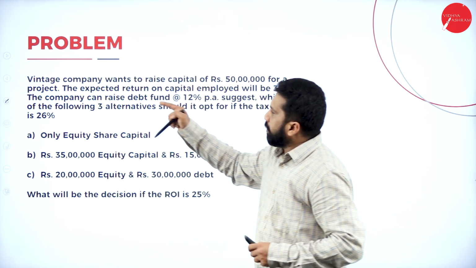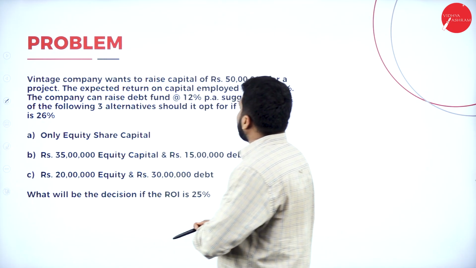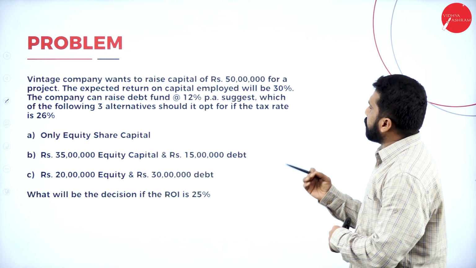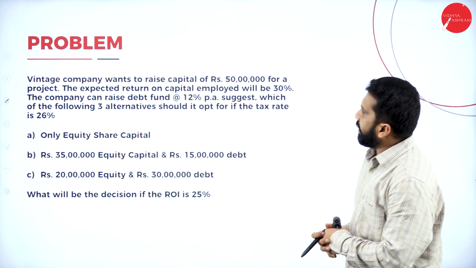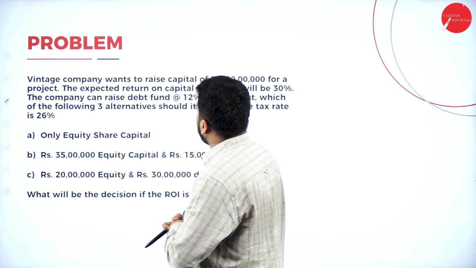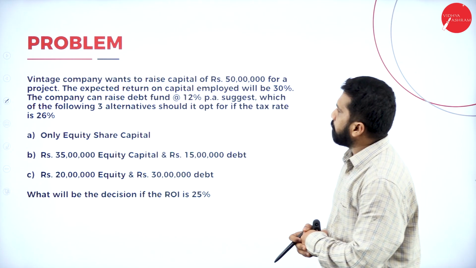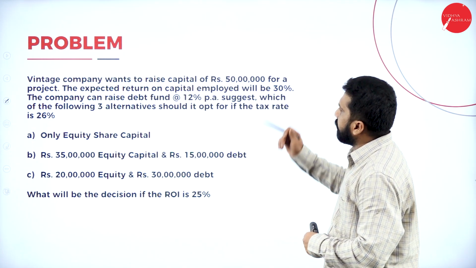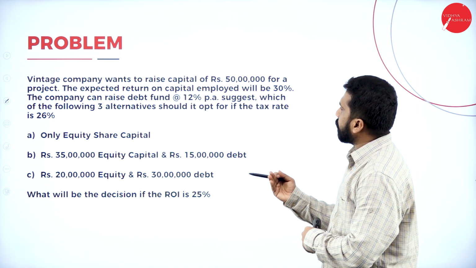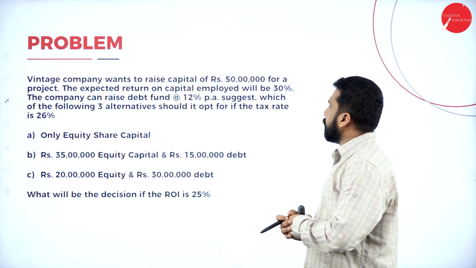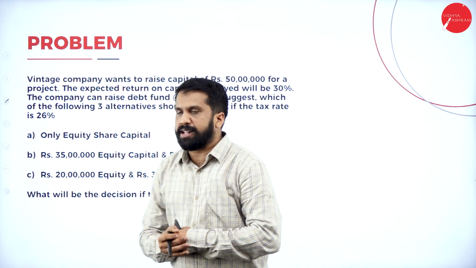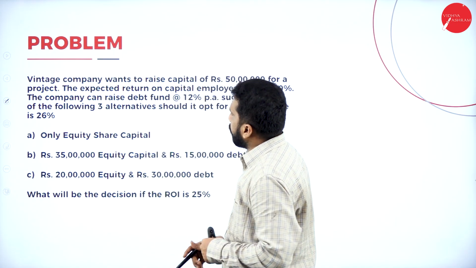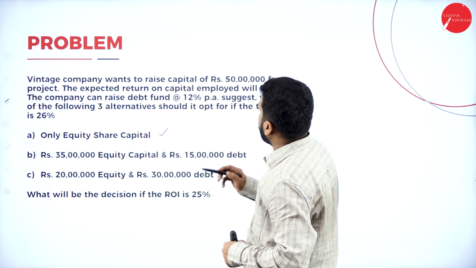First topic. Vintage company wants to raise a capital of rupees 50 lakh for a project. The expected return on capital employed will be 30%. The company can raise debt fund at 12%. Suggest which of the following 3 alternatives should be opted for if the tax rate is 26%. Now, they have only equity share capital. How much do they need?